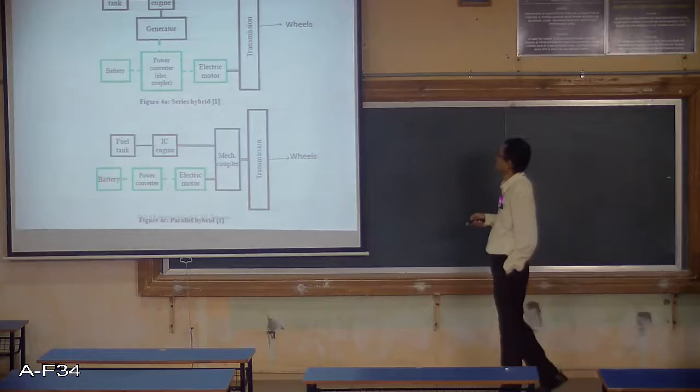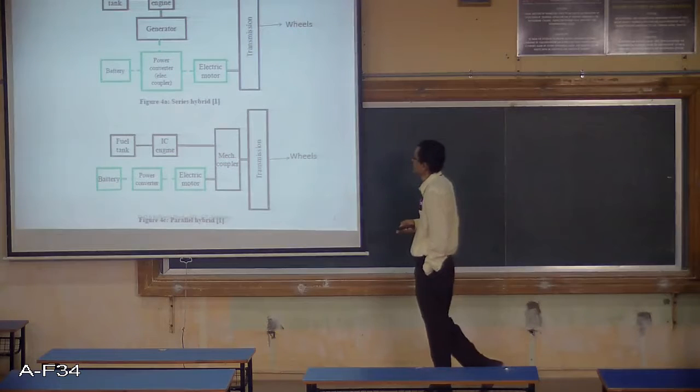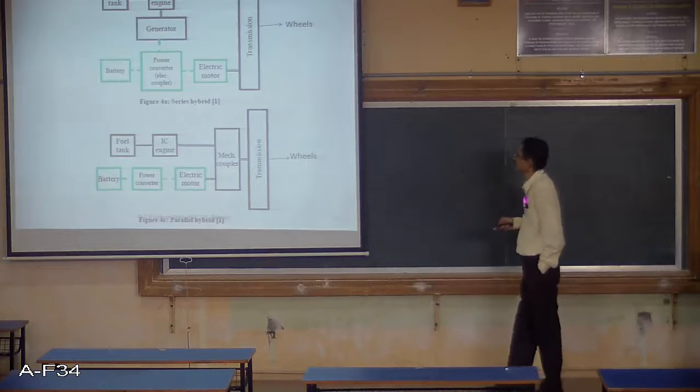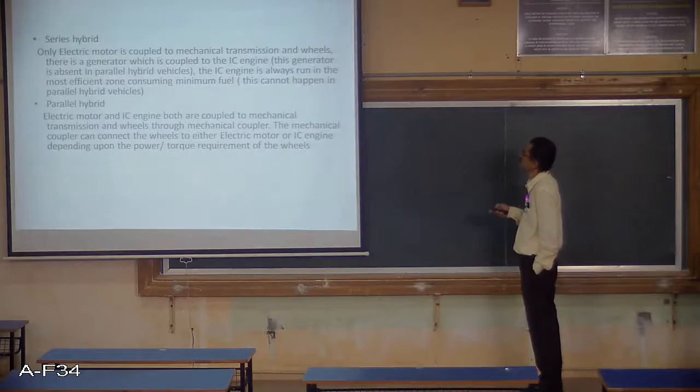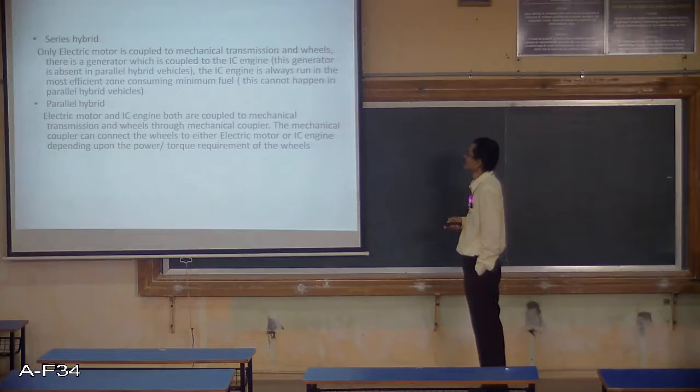So this diagram we have seen in the last class. There are two types of hybrid designs. One is series hybrid and the other one is parallel hybrid. In series hybrid and parallel hybrid, what are the various important considerations and aspects, that also we have seen in the last class. So these are some of the important things which we have seen.